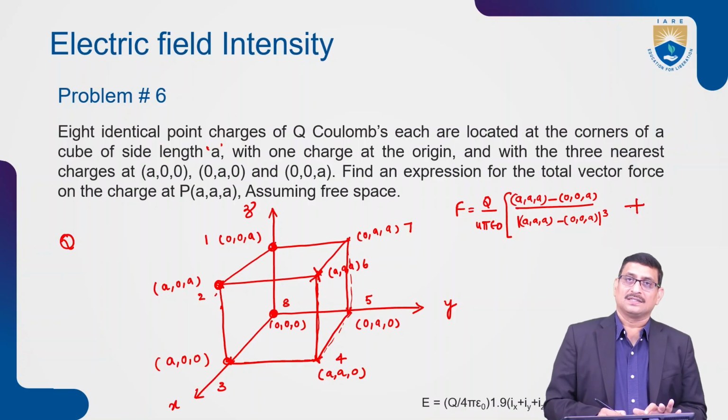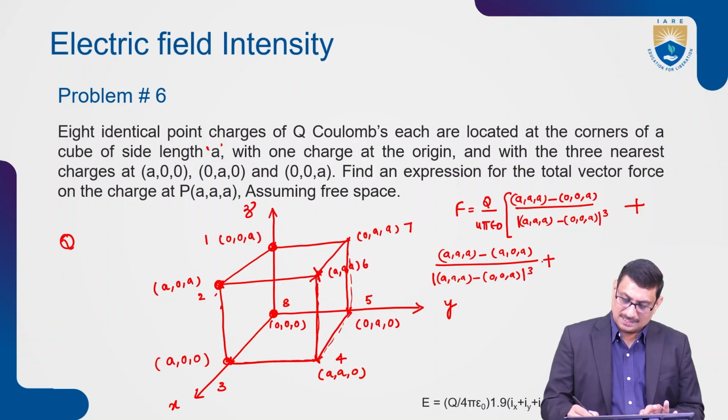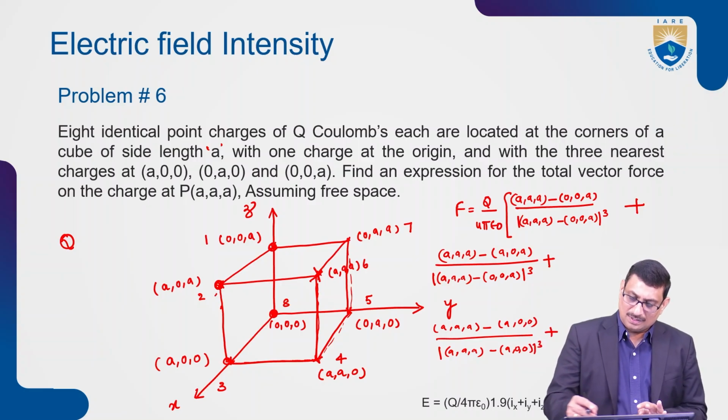plus, like that, the second charge. The second is at (a, 0, a), so (a, a, a) minus (a, 0, a) divided by the magnitude of (a, a, a) minus (a, 0, a) whole cube, plus the third charge, again (a, a, a) minus the third charge at (a, 0, 0), divided by the magnitude of (a, a, a) minus (a, 0, 0) whole cube, plus like that. We'll calculate for all the things.